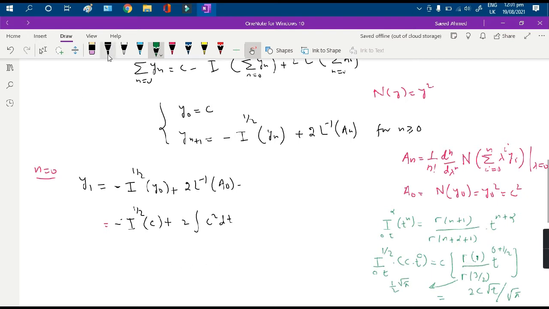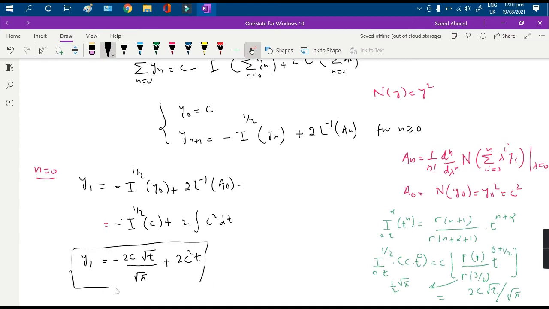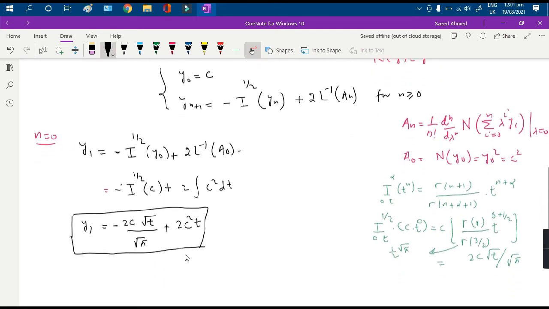Okay, so now we have here minus this thing, which has the value 2c square root of t over square root of pi, and here we have 2c square into t. This is our y1. This is our second component, because we already know the first component, which is y0, so c.